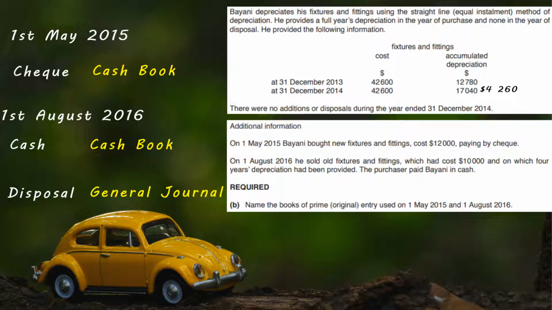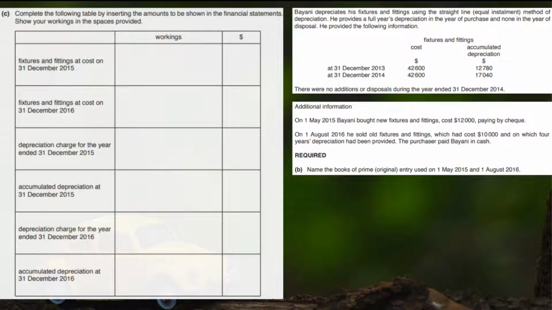Pretty easy. Let's move to the next one. Let's see what C wants us to do. In C, they've given us a table and they want us to fill in all this. Let's see what they want. So they want the information on fixtures and fittings at cost on 31st December 2015. Now to do that, we know on 1st May you bought a new fixture.